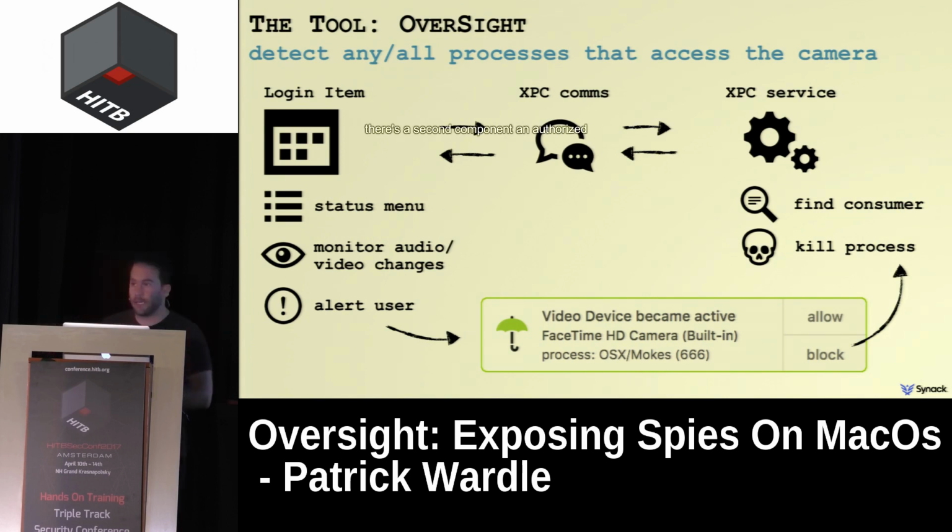There's a second component, an authorized XPC service. An XPC service is just a service that talks via Mach messages to another component, in this case, the login item. It is responsible for determining what process activated the webcam. And then also, once the login item has shown an alert to the user, if the user clicks block, that message is sent to the XPC service so it can kill the process. Because you might have malware that's running as root, and login items run in the user session as the user, so they might not have the privilege to kill the process. But we can send a message to the XPC service to tell it to kill the process, and then it is able to terminate that.